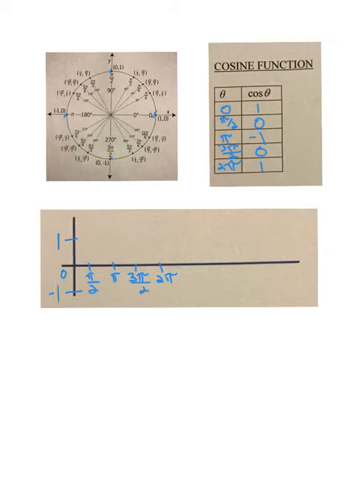What's different on this function is that at the angle 0, we start up at 1. At pi over 2, we're at 0. At pi, we're at -1. At 3 pi over 2, we're back to 0. And at 2 pi, we're back to 1. So now, connecting all that, that is the basic cosine function. You must know the basic shapes for the sine function and the cosine function.